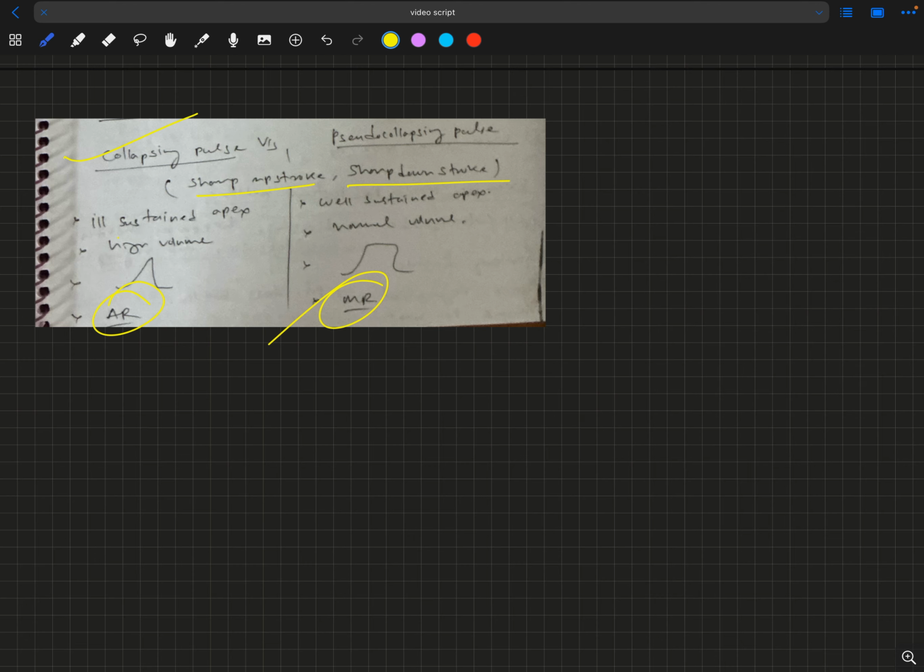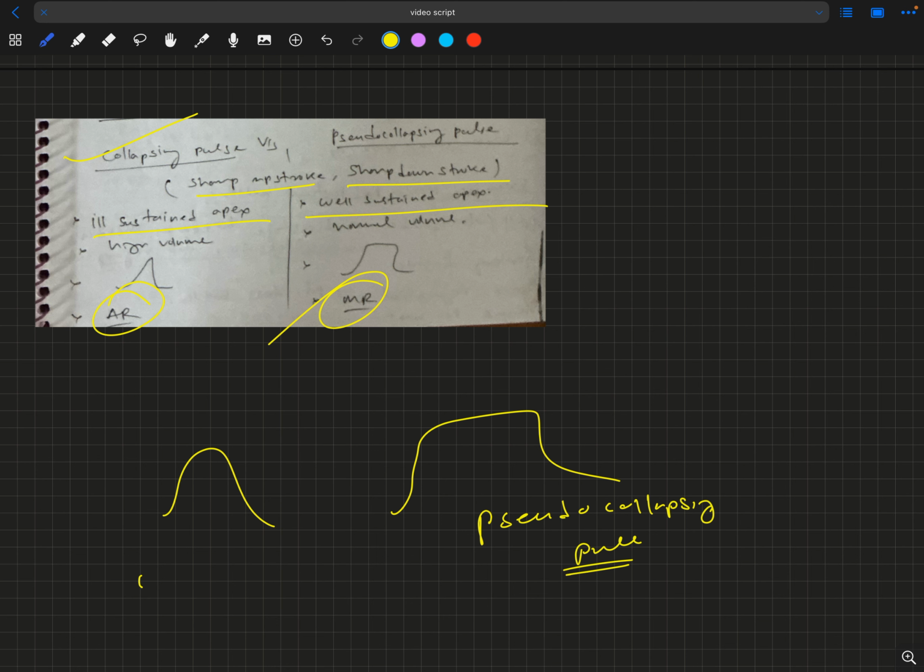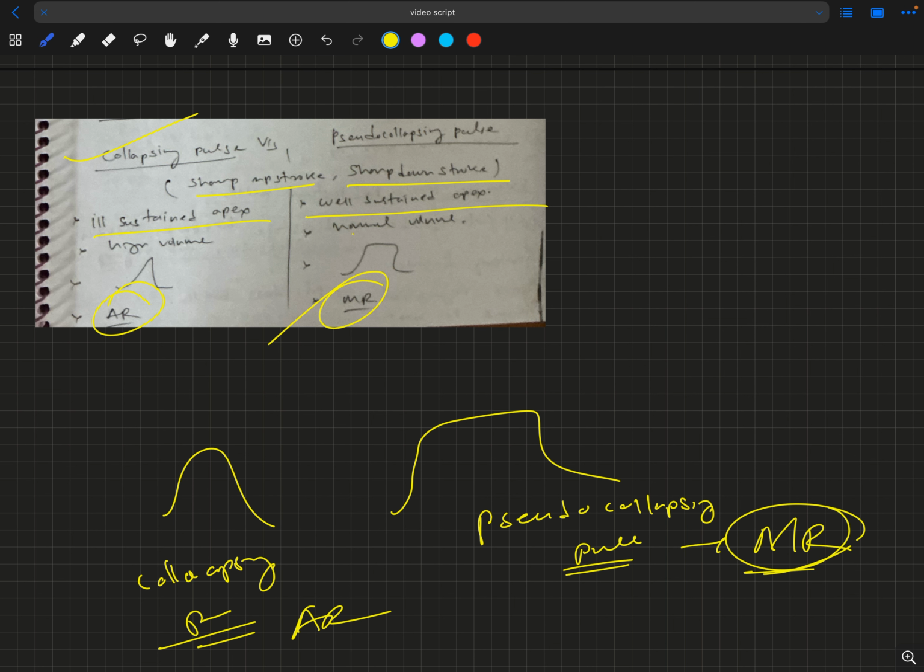In collapsing pulse, there is an ill sustained apex. In pseudo collapsing pulse, there is a well sustained apex. So this is pseudo collapsing, and this is collapsing pulse. Collapsing pulse in AR, pseudo collapsing pulse in MR. This is normal volume, and collapsing pulse is high volume. It is ill sustained apex, it is well sustained apex. Both are rapid upstroke, rapid downstroke. So this is the difference between collapsing and pseudo collapsing pulse.